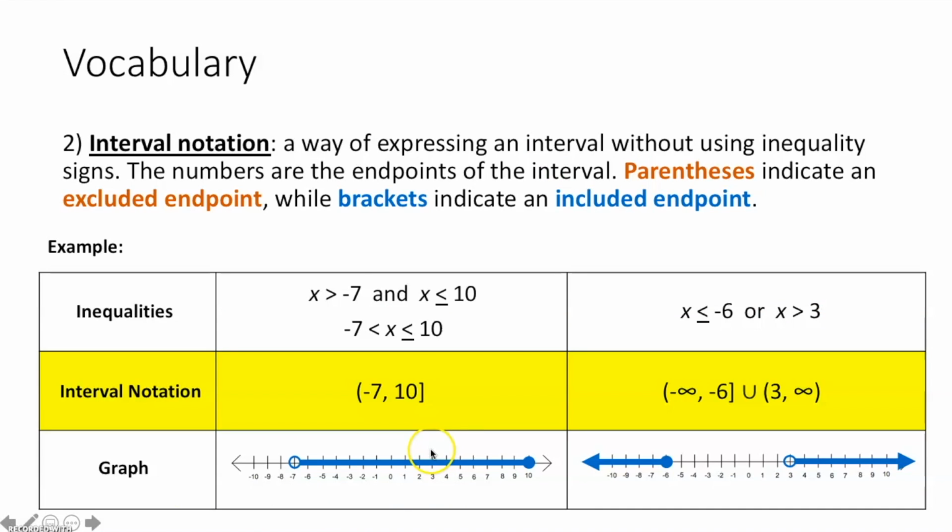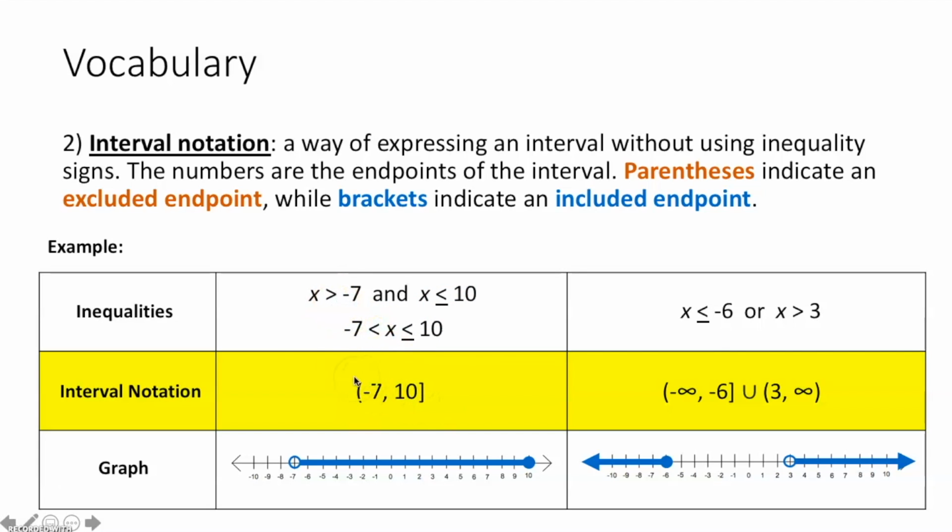Now let's talk about interval notation. That's a way of expressing an interval without using inequality signs. The numbers are the endpoints of the interval. Parentheses indicate an excluded endpoint, while brackets indicate an included endpoint. So think about it this way. If you see an equal sign underneath, that's going to be a bracket. If you see no equal sign underneath, that's going to be a parenthesis.